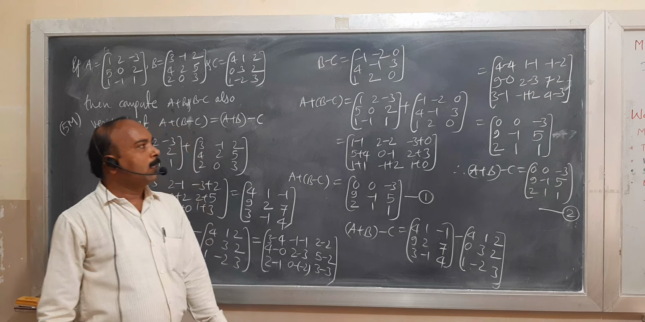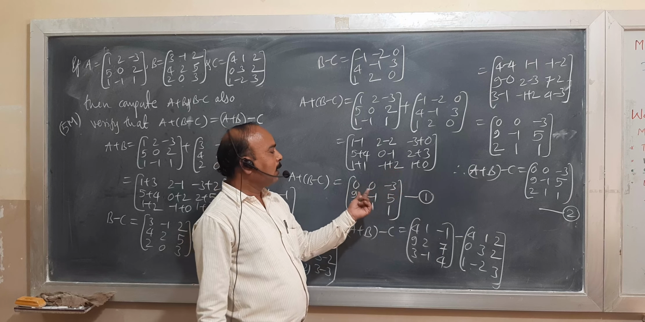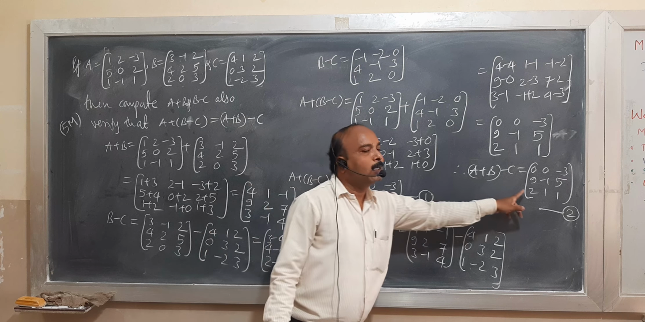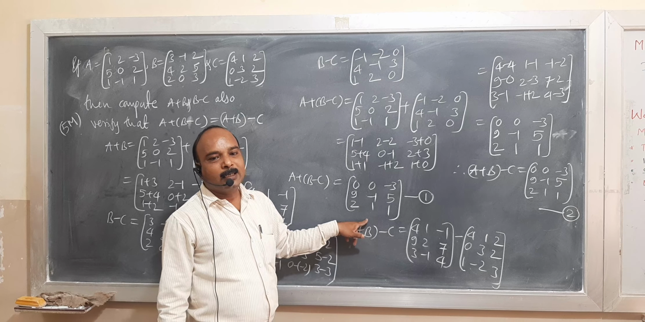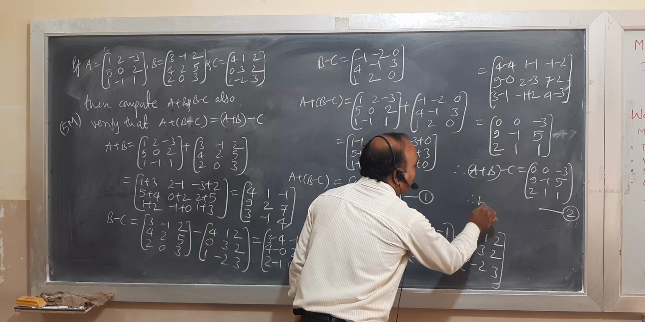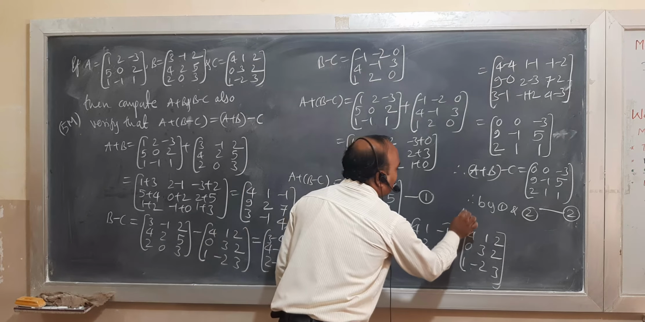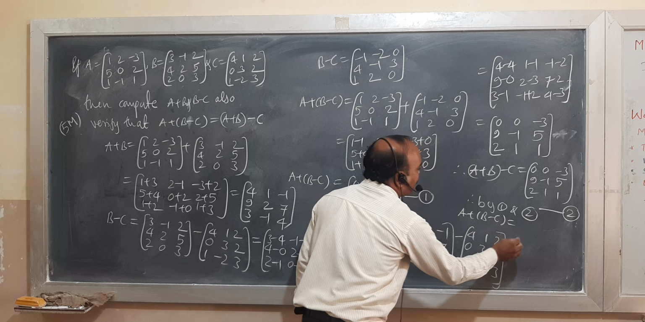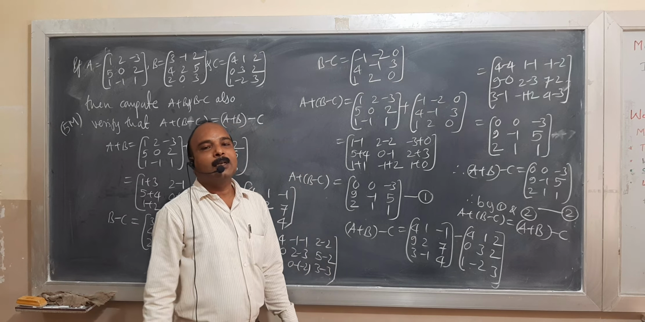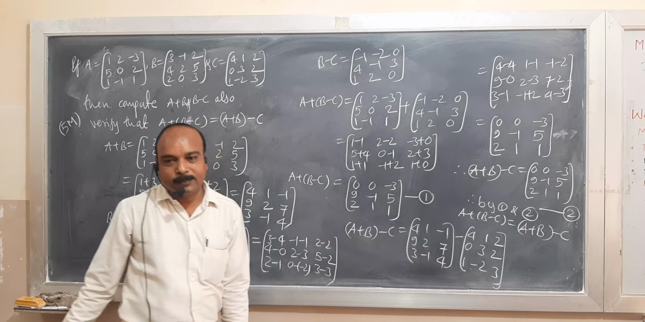Now you observe that by equation 1 and 2, it is very clear that the right hand side values are equal. That is 0, 0, minus 3, 9, minus 1, 5 and 2, 1, 1. Both sides you got the same value. Therefore, right hand sides are equal. Automatically, the left hand side should be equal. Therefore, what you conclude by 1 and 2? By 1 and 2, we conclude that A plus B minus C equal to A plus B minus C. So it is the solution of the given example. It is a very important 5 marks question. Take down this one.